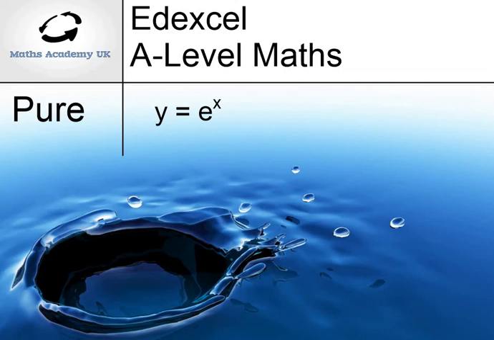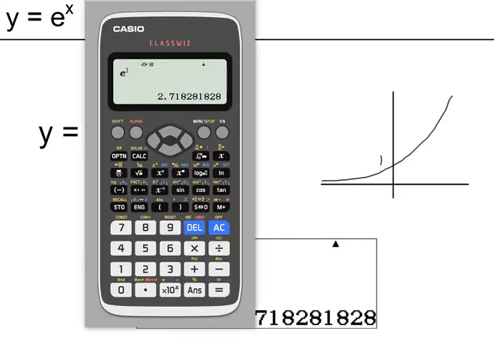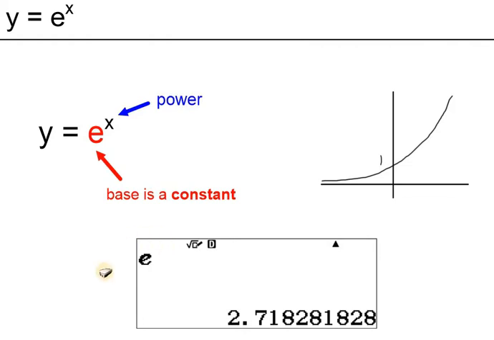Exponential functions, y is equal to e to the power of x. e is a special mathematical constant, and the graph of e to the power of x looks like this. On the calculator we have e here and here. So why is e a special number in maths, a special constant?